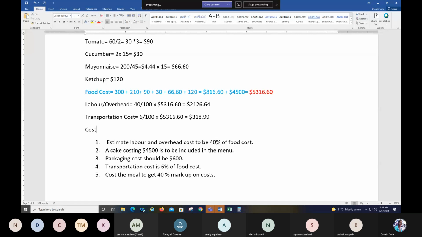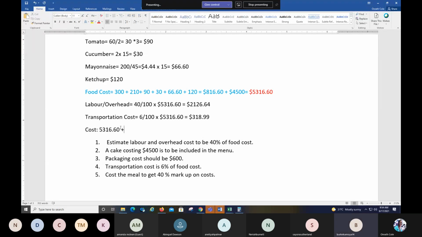the cost now would be the $5,316, which is our food cost figure, remember, plus the $600. Hold on now, plus, what is the next figure?